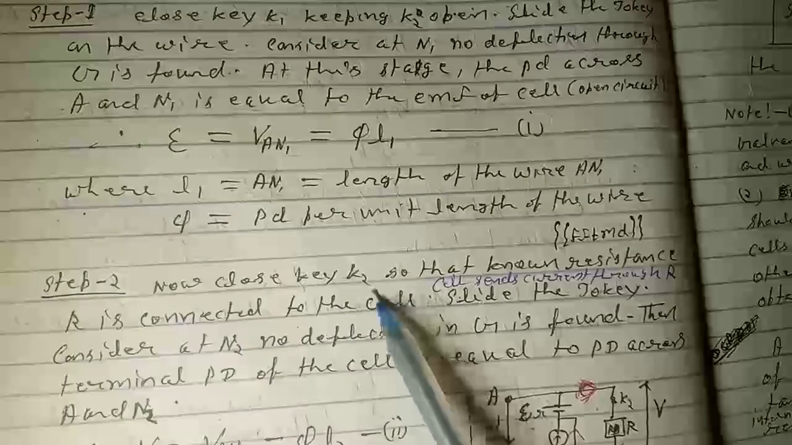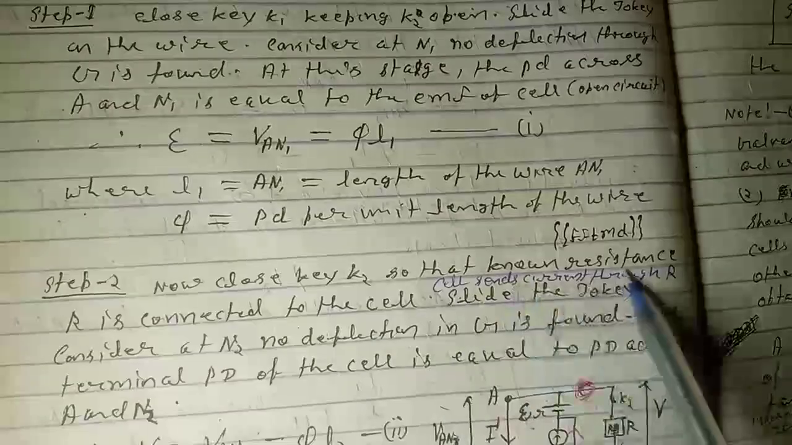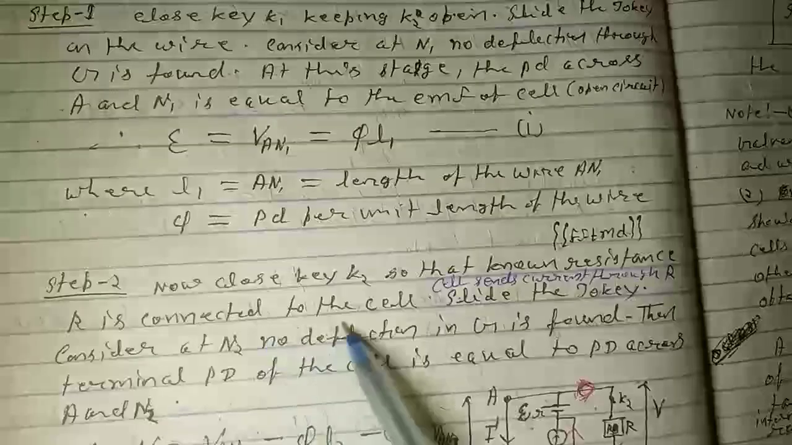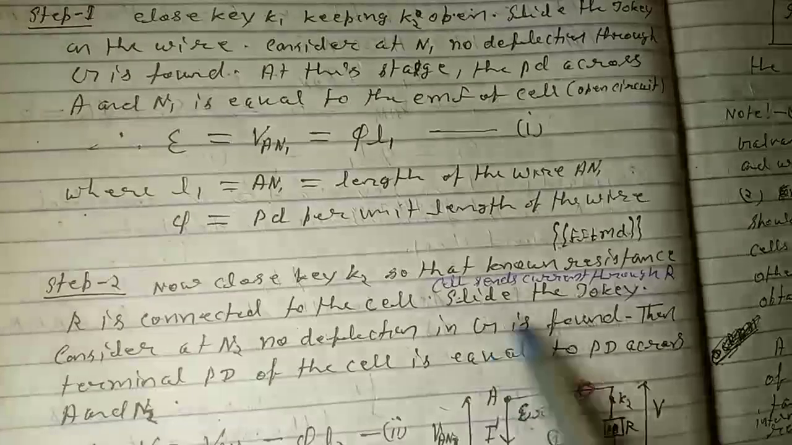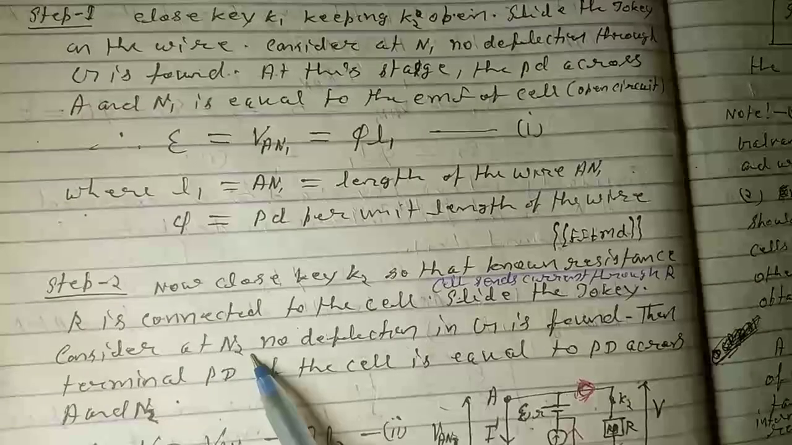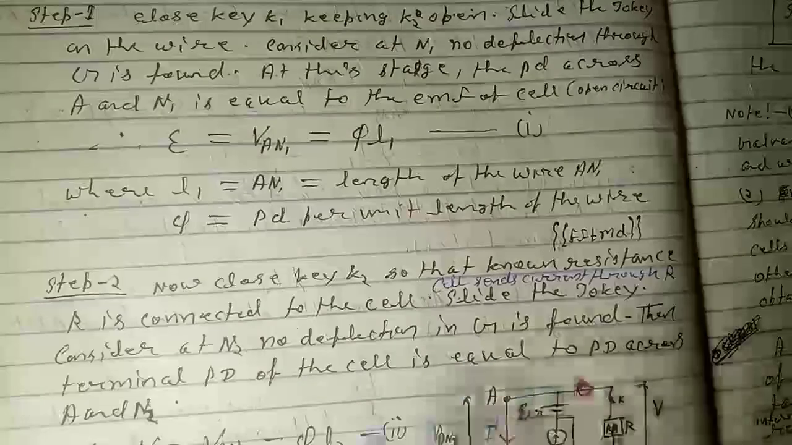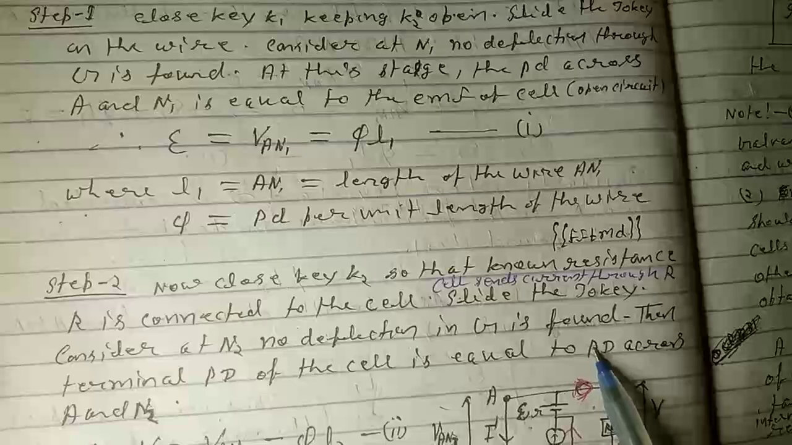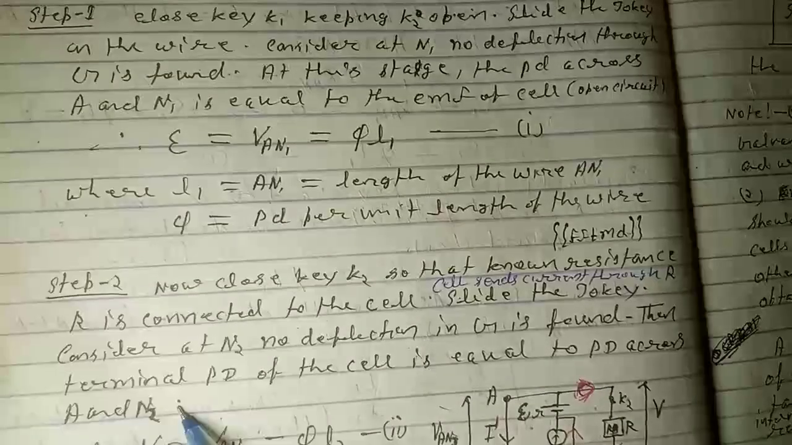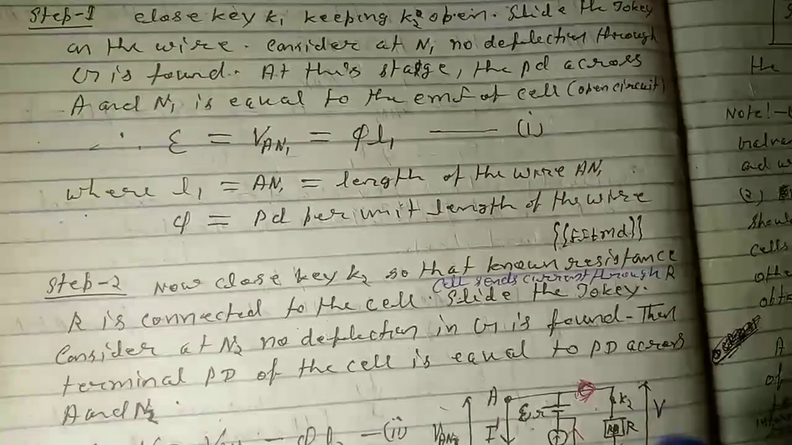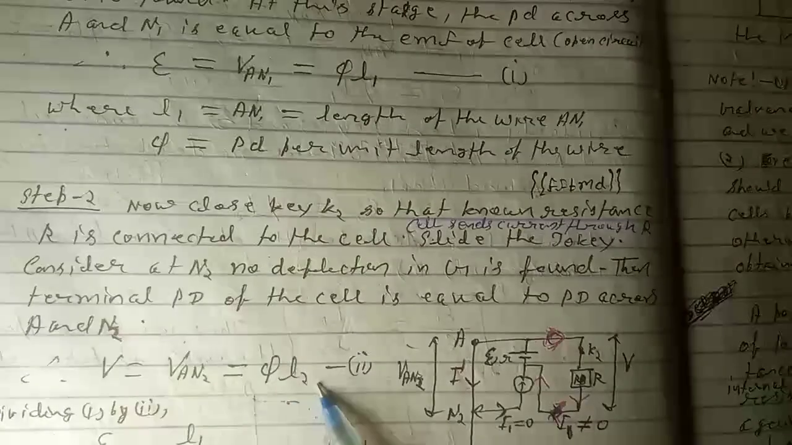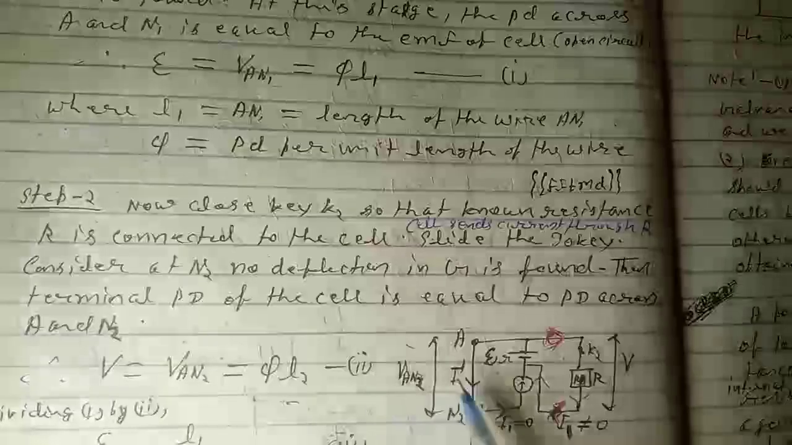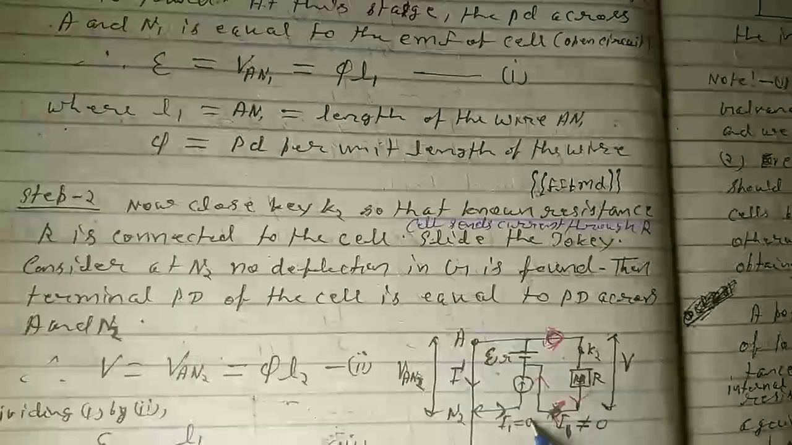Step 2. Now close key K2 so that known resistance R is connected to the cell. The cell sends current through R. Slide the jockey. Consider at N2 no deflection in G is found. Then the terminal PD of the cell is equal to the PD across A and N2. Hence V equals phi into L2. This is equation 2, and the circuit diagram for the second case is shown here.